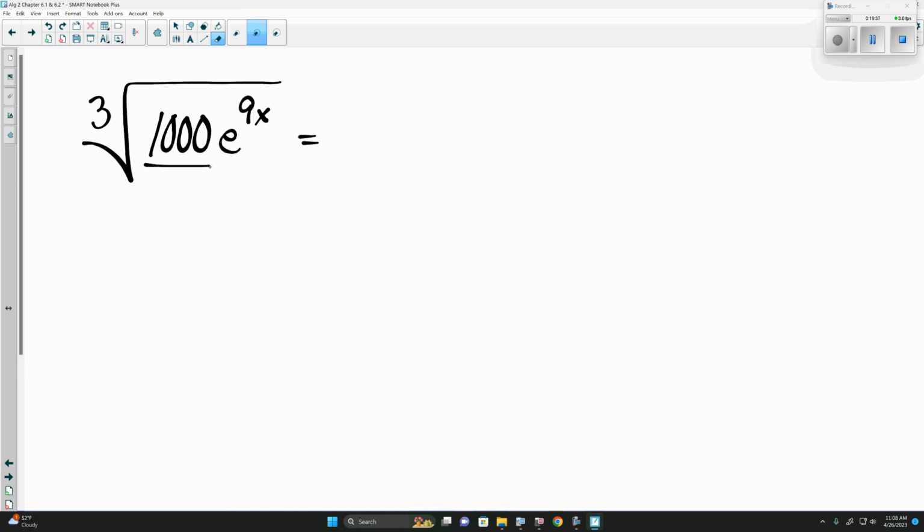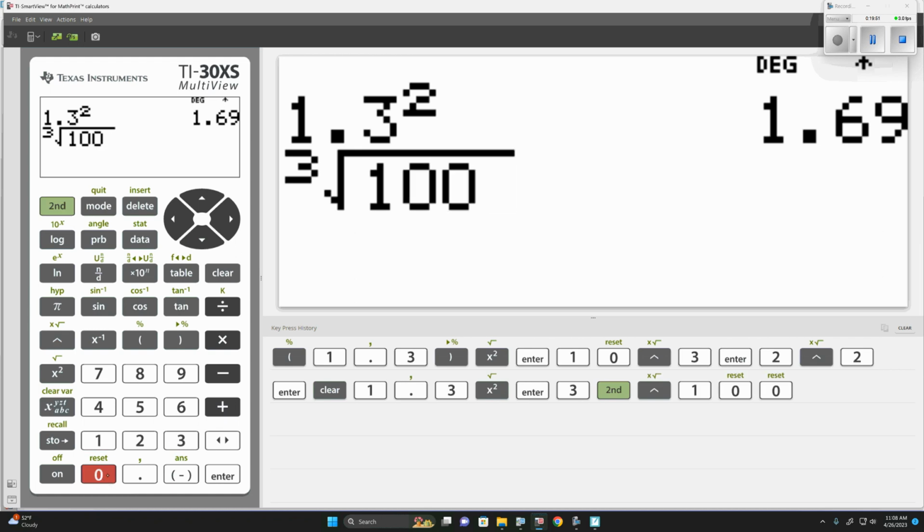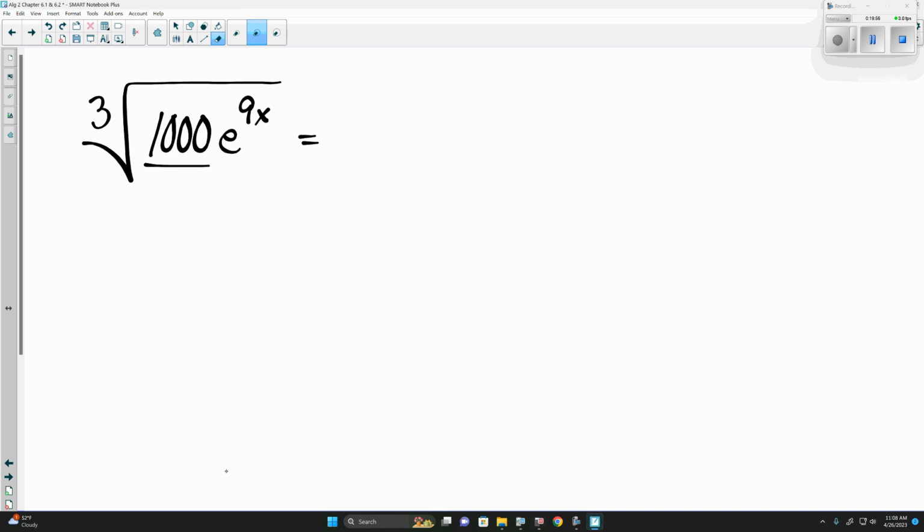Now, the cubed root of 1,000, guys. 10 to the third was 1,000, yes? So we could do it in a calculator. We can say the cubed root of 1,000 is 10. So we can say 10, because we can take the cubed root of 1,000 in the calculator. Nice, it'll do it for us.